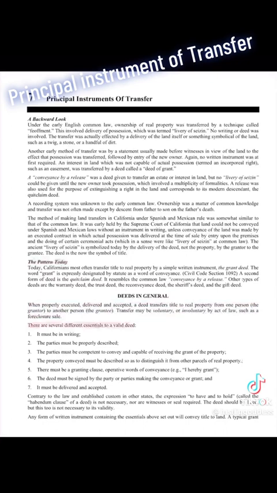1. It must be in writing. 2. The parties must be properly described. 3. The parties must be competent to convey and capable of receiving the grant of the property. 4. The property conveyed must be described so as to distinguish it from other parcels of real property. 5. There must be a granting clause, operative words of conveyance, e.g. I hereby grant. 6. The deed must be signed by the party or parties making the conveyance or grant. And 7. It must be delivered and accepted.